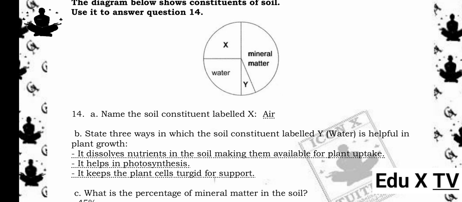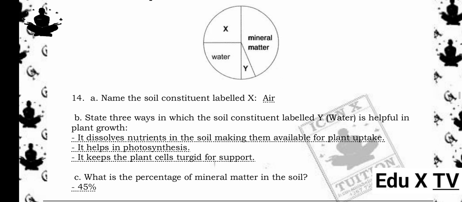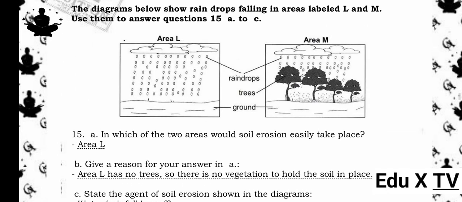It dissolves nutrients in the soil, making them available for plant uptake. It helps in photosynthesis. It keeps the plant cells turgid for support. C. What is the percent of mineral matter in the soil? 45%. The diagrams below show raindrops falling in areas labeled L and M.